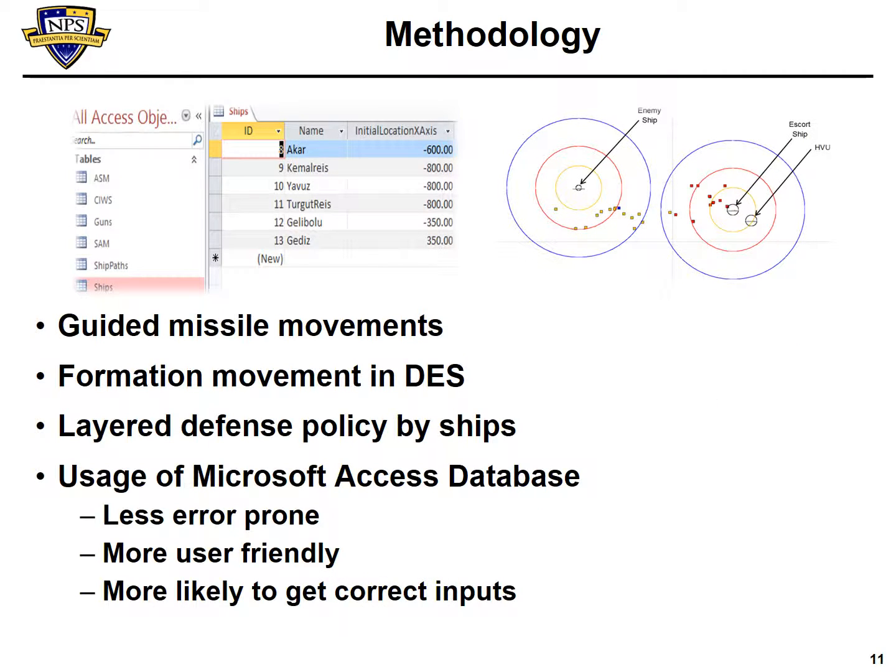So what is unique about that model? The guided missile movements, formation movement in discrete event simulation, layered defense policy per ship, and usage of Microsoft Access database are leveraged in that model. Usage of Microsoft Access database led us to have data that is more likely to be correct than CSV files or spreadsheets, as users are prone to provide incorrect inputs.